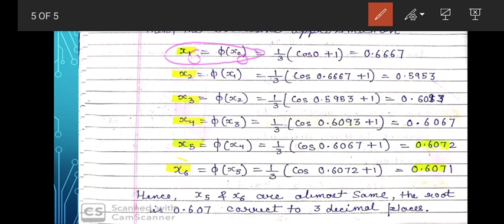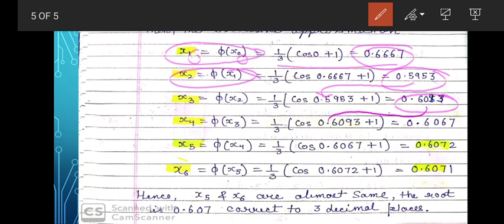Similarly, if you substitute the value in 1/3 cos 0 + 1, you will get this. Similarly, for the second approximation, you have to put this value here in place of x, and then you will get 0.6093. Then this value, in place of x, you have to substitute here. Similarly, you substitute each value here and continue this process till you get the same result up to 3 decimal places. In the question it is mentioned that you have to correct up to 3 decimal places.